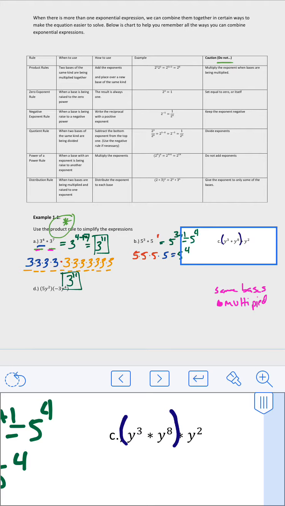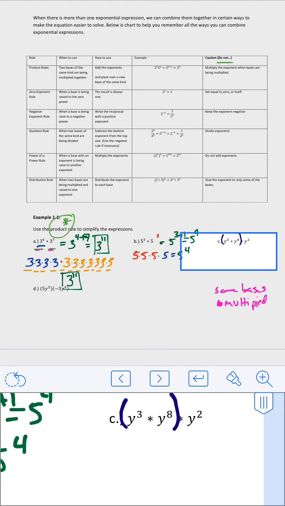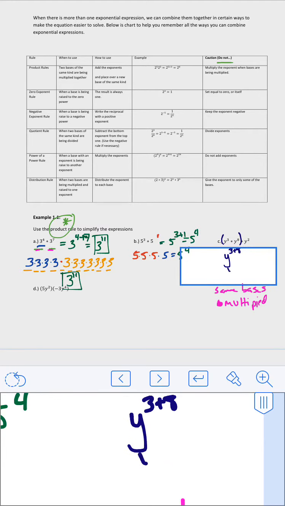So it turns out y is 2. Then you've got 2 to the third, 2 to the 8th. But right now, we'll just keep it as y, and we can combine them the same way. So we'll start with what's in the purple here. Product rule says I have same base, and they're being multiplied. So I can add the exponent. I end up getting y to the 3 plus 8, or y to the 11th.